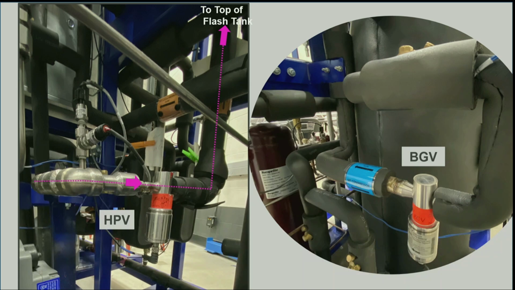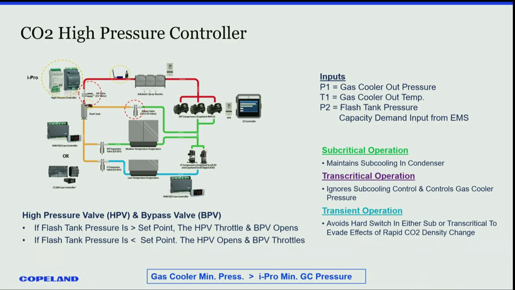And when you look at the trainer back there, you'll be able to identify the high pressure valve because the inlet is not insulated. It's gas cooler outlet pressure, stainless steel pipe coming into the inlet, and then this goes into the flash tank. The bypass valve, of course, is insulated inlet and outlet because it's coming off the top of the flash tank.